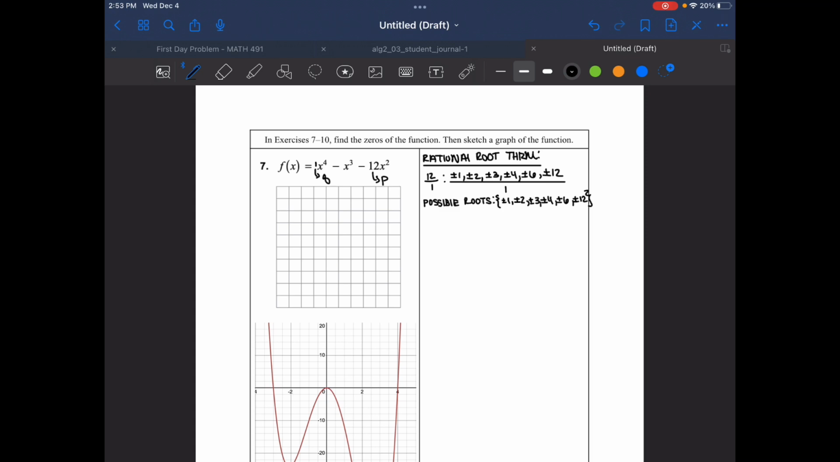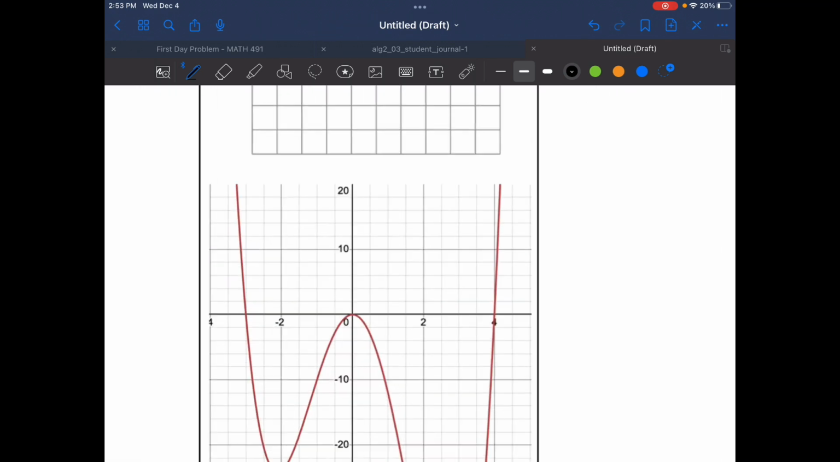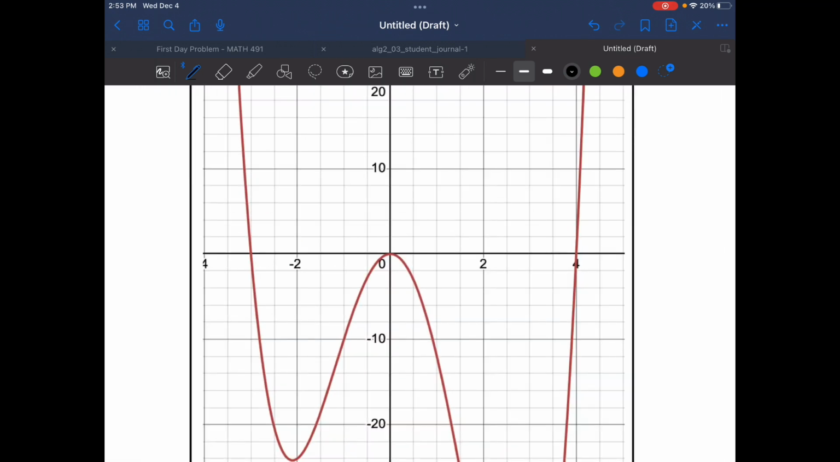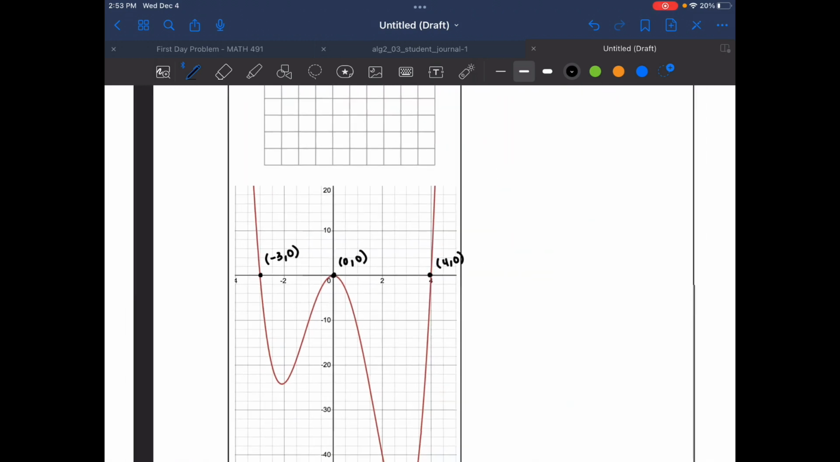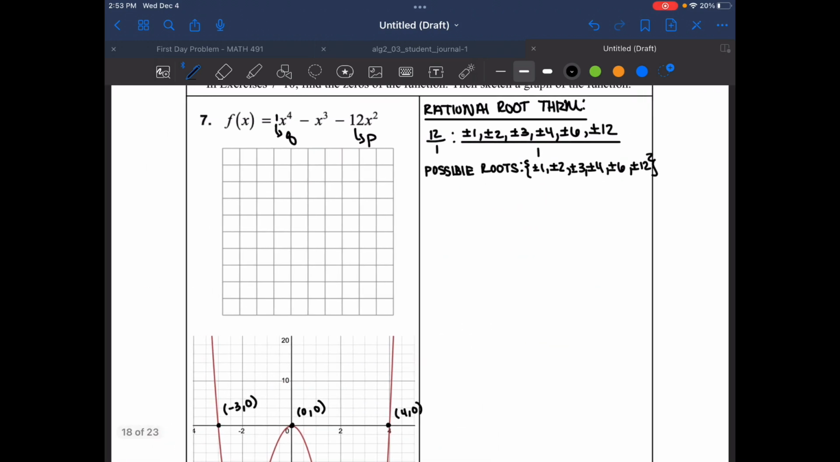Back in my day, we had to try all of these. And I don't want to try all of them. So we're going to look at our graph on Desmos, and I see that I have 0, 0 as a solution here. And I have another x-intercept at 4, 0, and I have another x-intercept at -3, 0. I don't have any more than that, just those three.